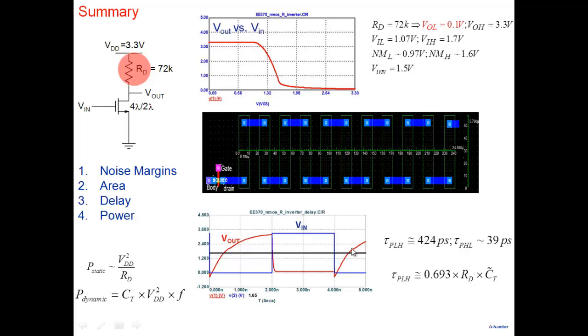Let's say you want to minimize the area. If you want to minimize the area, how should you go about minimizing the area? That was the point that I was raising. Should I keep it at minimum size? So if I keep 4 lambda by 2 lambda, I need 72K to get, let's say, 1.5. But if I increase it to 8 lambda by 2 lambda, or 16 lambda by 2 lambda, will I require a smaller resistor? Think about whether I would require a smaller or a larger resistor if I increase the size here.